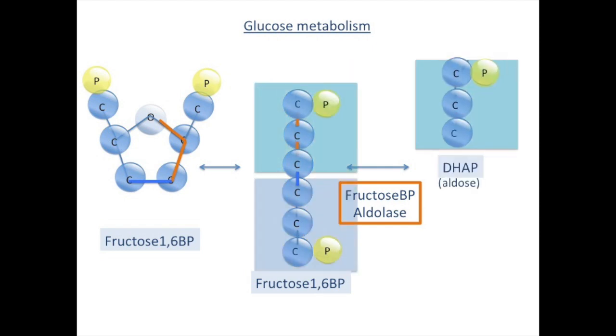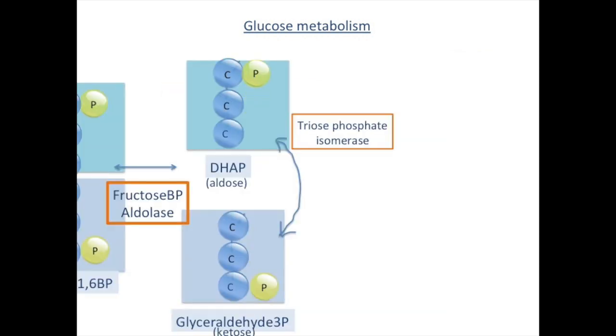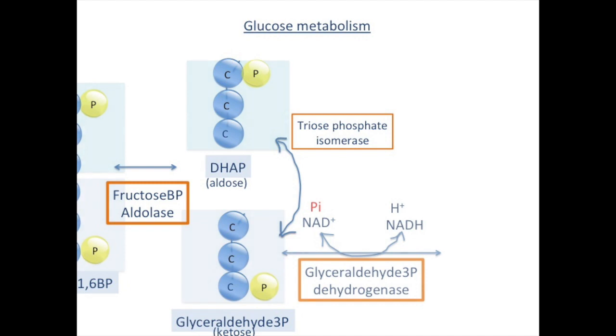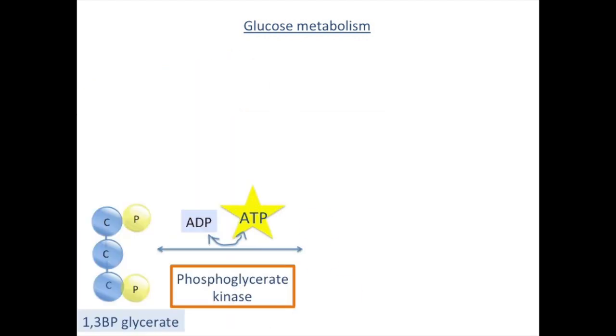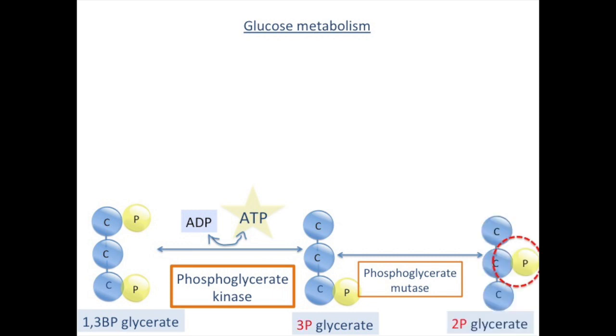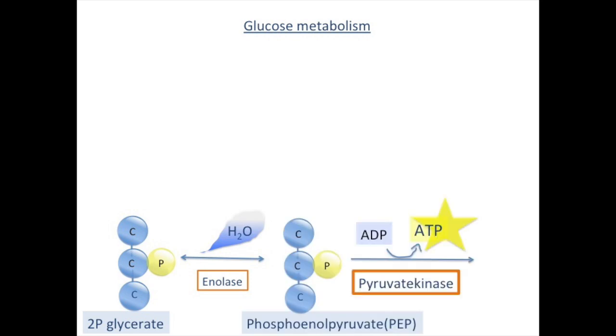Let's remember their names as DHAP and GAP in short. Phosphate groups move one-slightly to glycerate. It uses water and phosphoenolpyruvate.